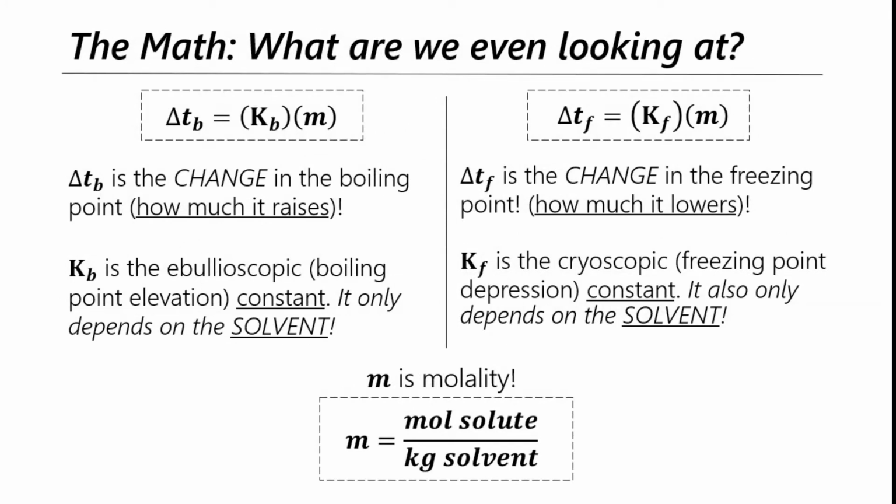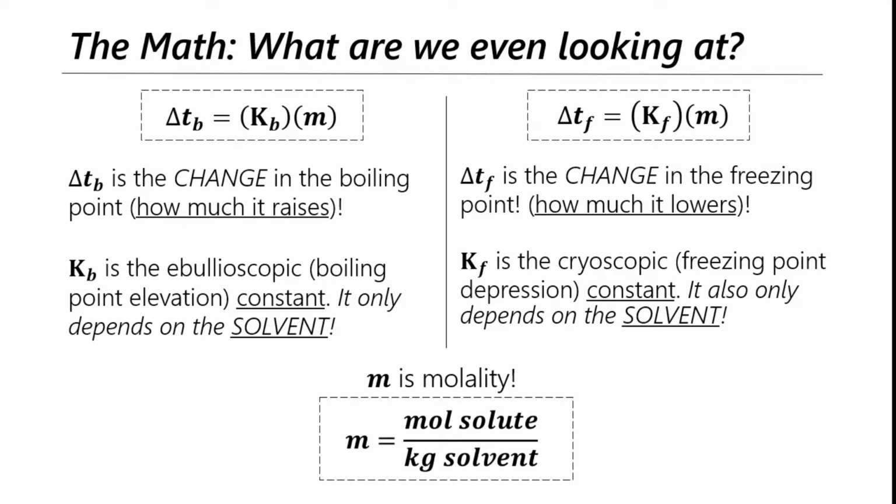Okay, so here's a summary of the math that we're looking at. Again, we've got our delta TB or delta TF as how much our change is for our boiling point or our freezing point. And again, our boiling point is going to go up as we need to get this stuff hotter and hotter to get it to boil. And the freezing point is going to get colder and colder as we need to get everything chilled out more so everything sticks in one place.